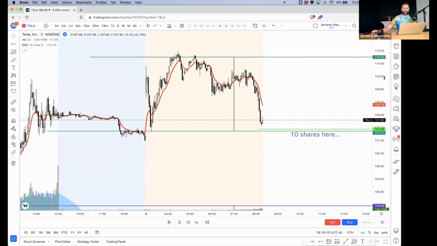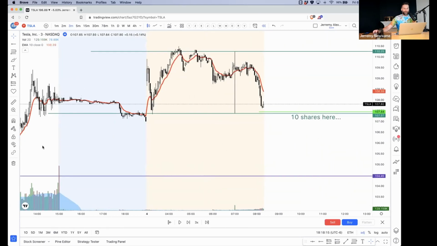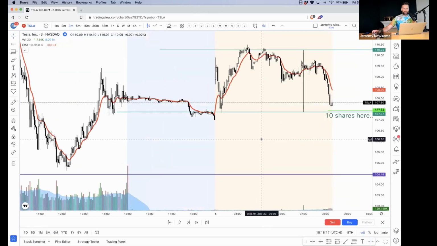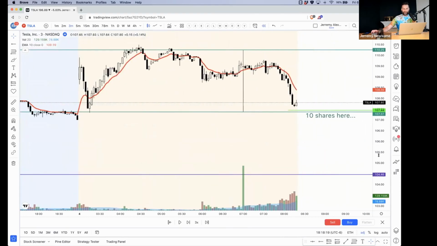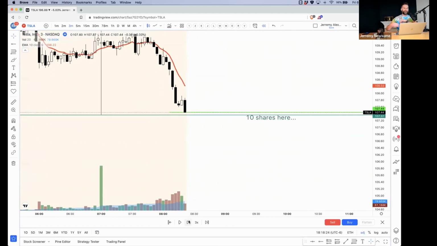Buying some 10 shares long-term. Beautiful. I'm going to buy that support. There we go. Now I'm going to try to 10 EMA the heck out of this thing. And let's just see what happens. I got all my lines drawn. Let's just have some fun. Let's analyze each candle, because that's my analysis, ladies and gentlemen.